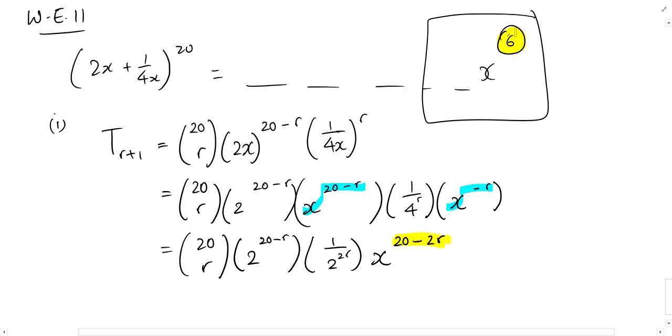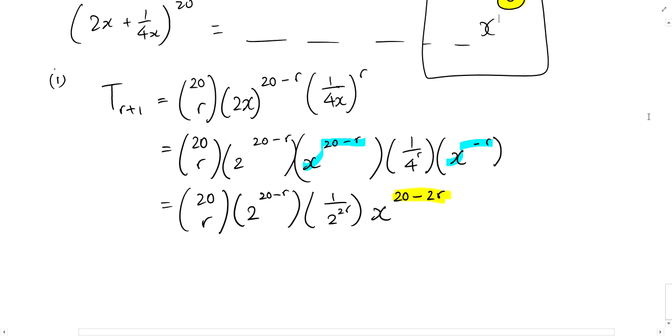Now if I can tell you that 20 minus 2r is equal to 6, then what is r? Can you find out what r is? Yeah, I'm sure you can. So from here on, I know that my next step has to be when 20 minus 2r equals 6. That is the condition given to me. So is it 6 or 9?